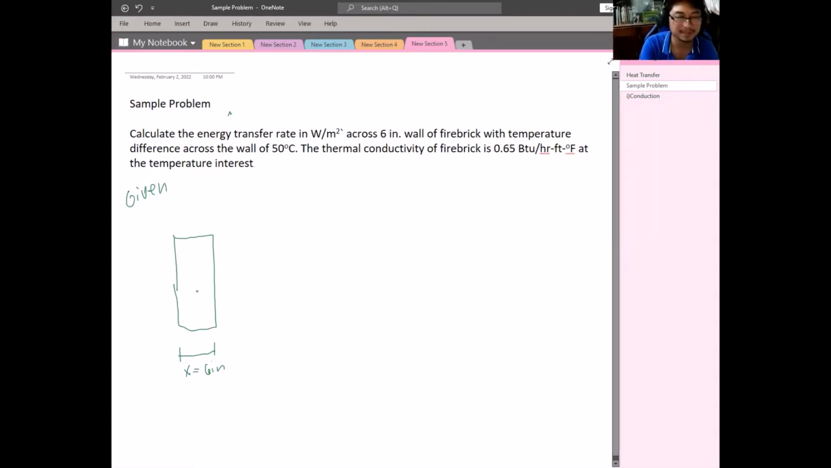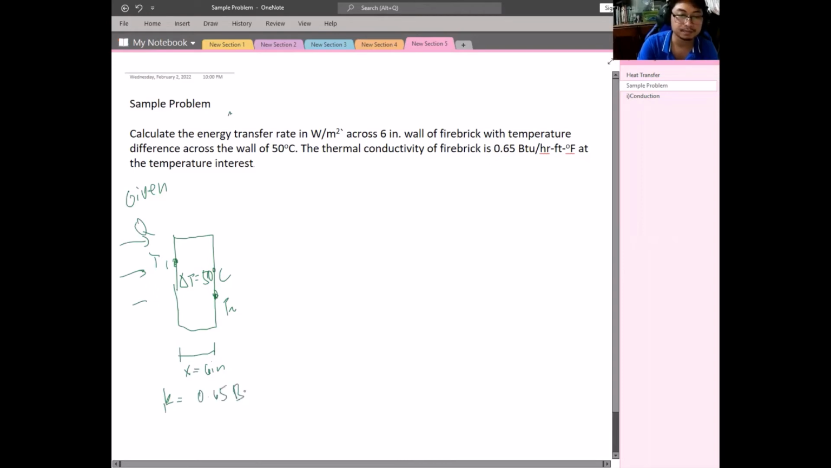So, delta T. Let's say this is your hot side and this is your cold side, your T1 and T2. So, the delta T is 50 degrees Celsius. Okay? So, the heat goes through this wall, bumaba siya rito from T1 to T2. And the thermal conductivity of the firebrick, yung k ng ating material, is 0.65 BTU per hour feet Fahrenheit. So those are the given.